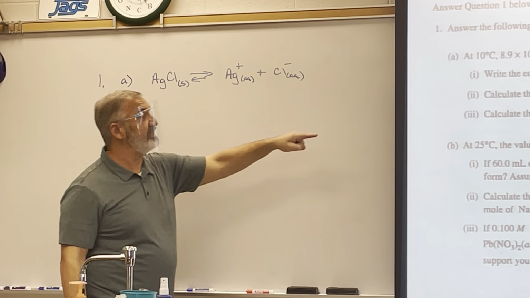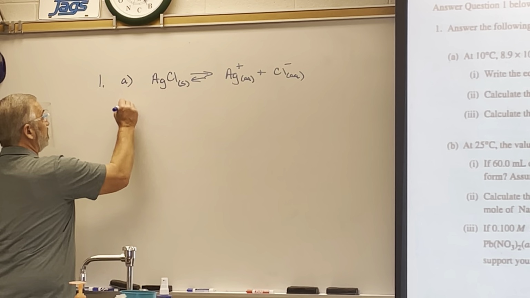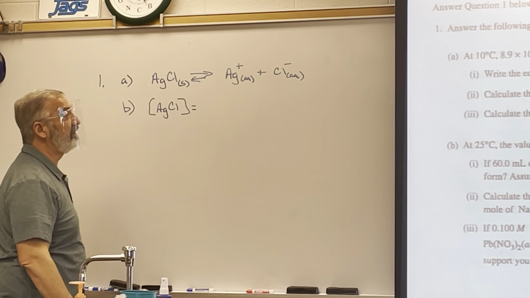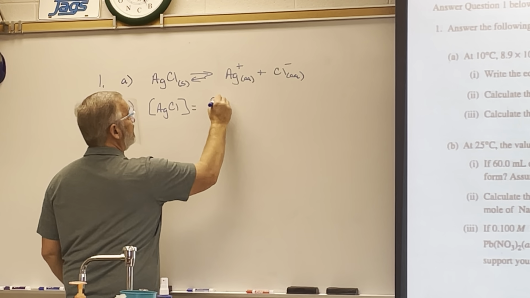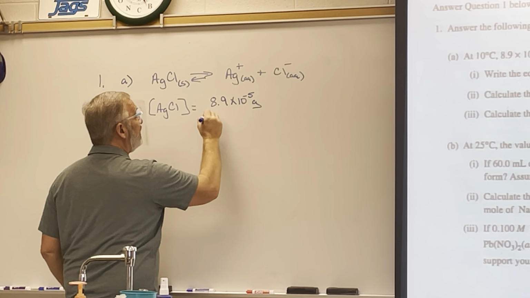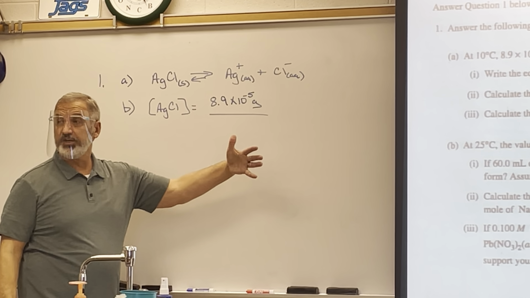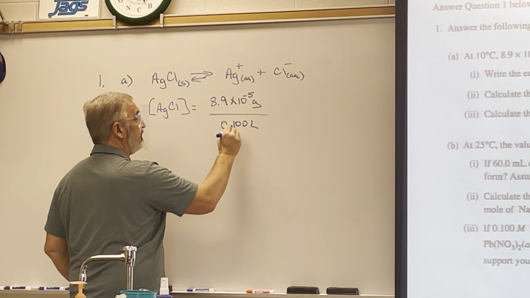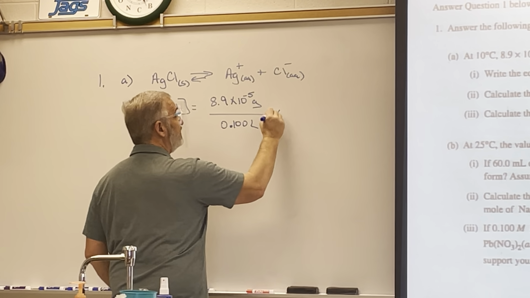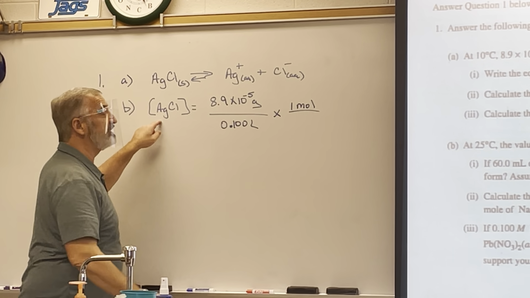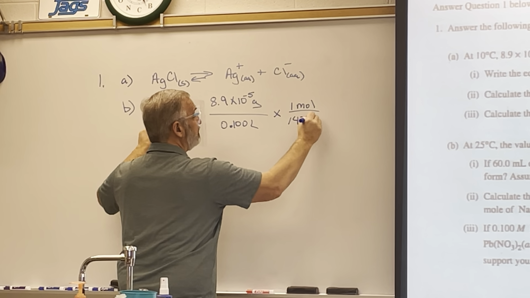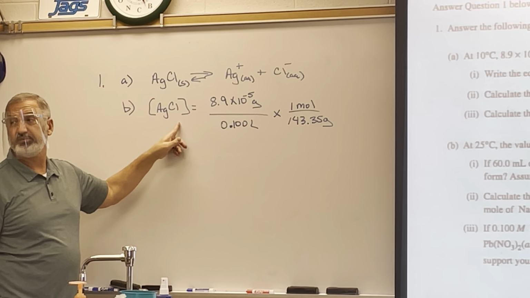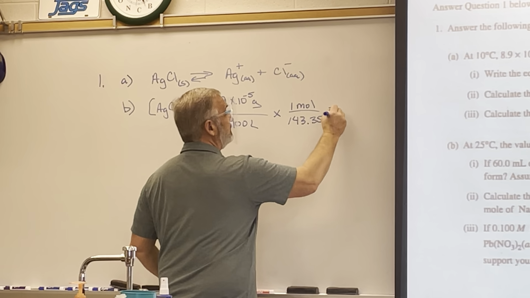Okay? Then, calculate the solubility in moles per liter. Well, what's it given in? What units is it given in? Per 100 milliliters, right? But I know I'm going to moles per liter. So what can I just change that 100 milliliters to? 0.1 liter. So how do I go to moles per liter? Molar mass. And I'm going to put grams on the bottom. And I get the molar mass of this, which is going to be 143.35. I'm assuming you all know how to do the molar mass. 107.9 plus 35.45. So what does this turn out to equal? Anyone?